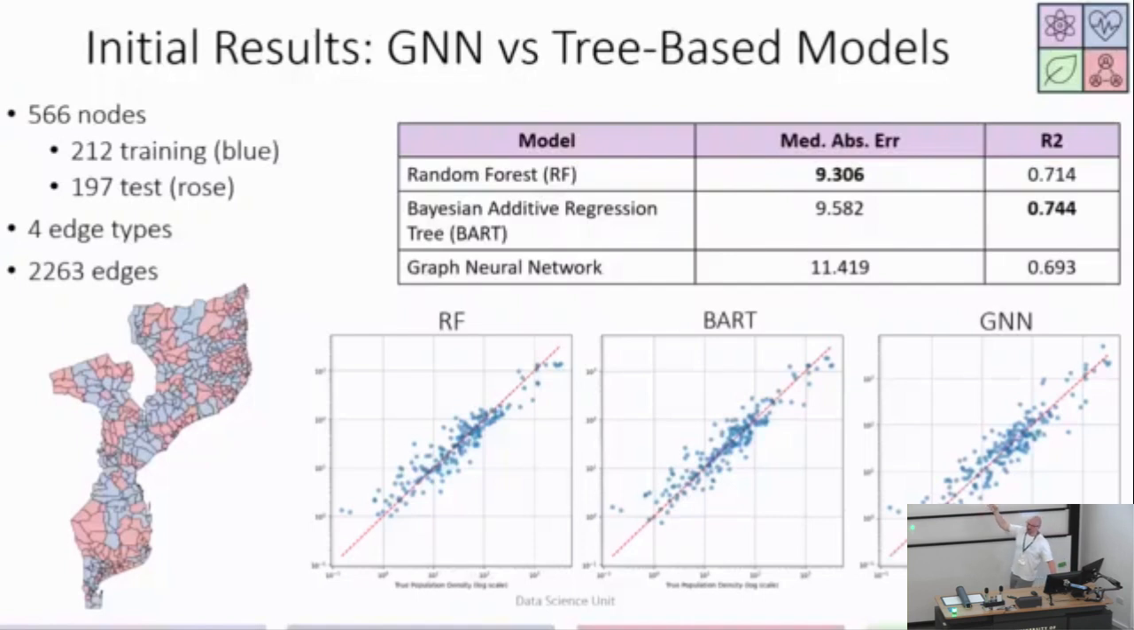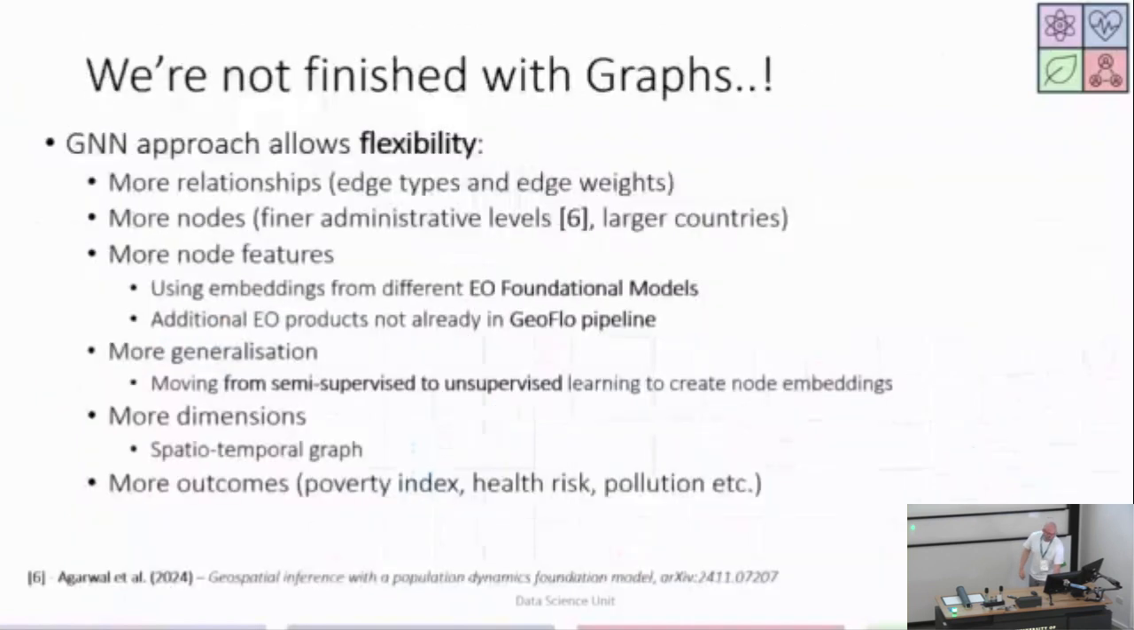We've put in these 4 edge types. Perhaps only 2 of them are actually important. Maybe the hierarchical edges aren't important. Maybe the railway edges aren't important. It's annoying because I've gotten a lot of ideas being at this conference, so I'm eager to get back. So we're not finished with graphs.